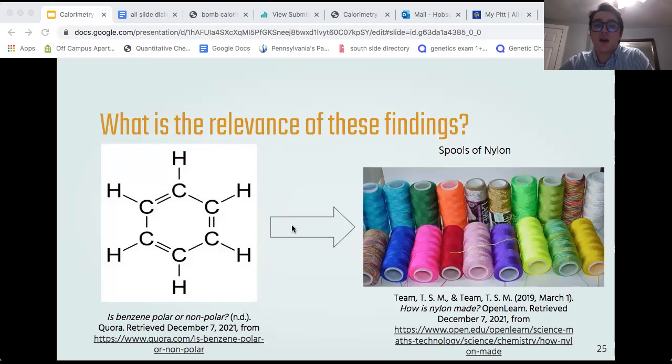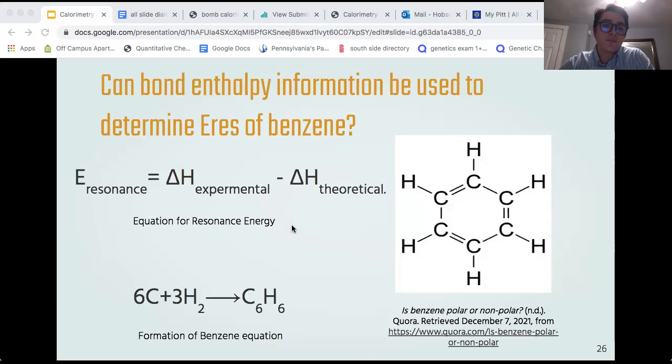The relevance of these findings. Well, now that we know how to find resonance energy theoretically and experimentally, we understand more about benzene overall. And researchers and scientists in the real world use this information every day when they're making certain products like plastics, dyes, synthetic fibers, nylon, and other things that use benzene. So there's a lot of applications of this knowledge.